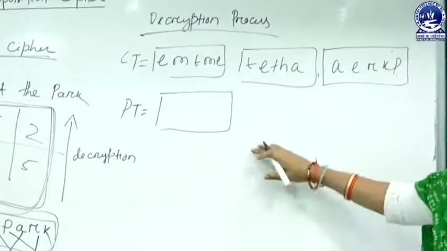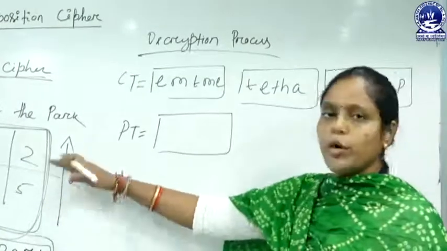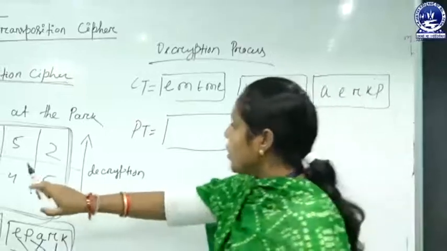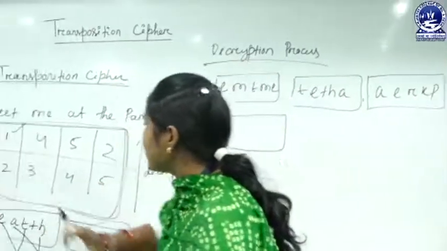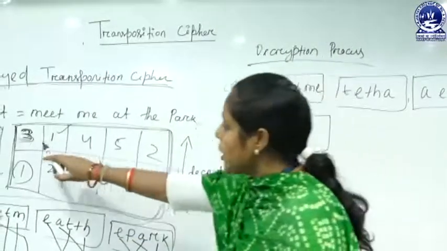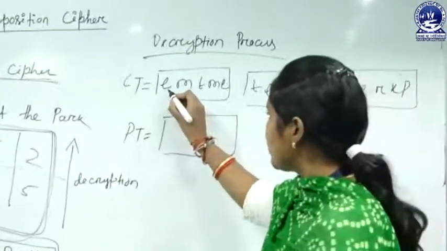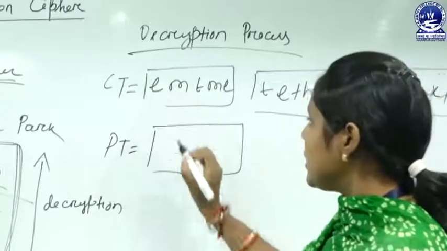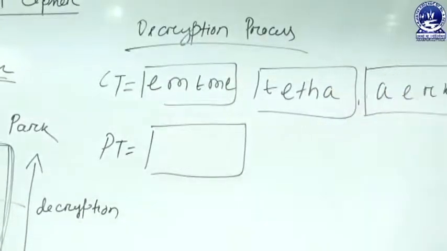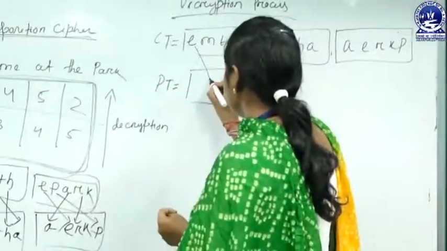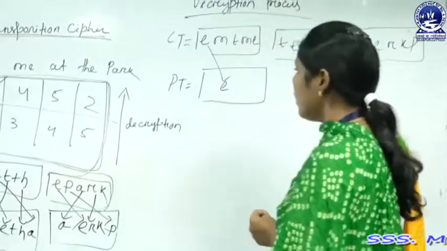Here, for decrypting, we use the reverse process. That means, for decryption, this is the key. For the first character of our ciphertext, that becomes the third character of our plain text. Here the first character of our ciphertext is E, and this E becomes the third character of our plain text. That means here this is the E.